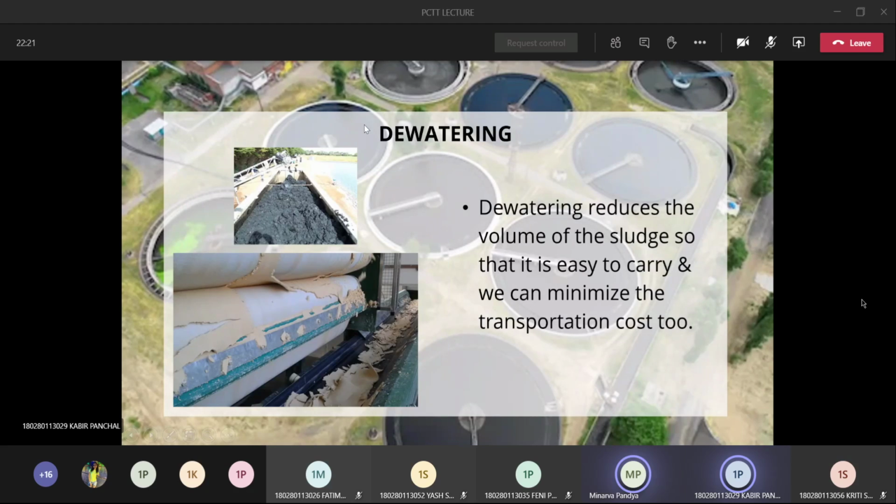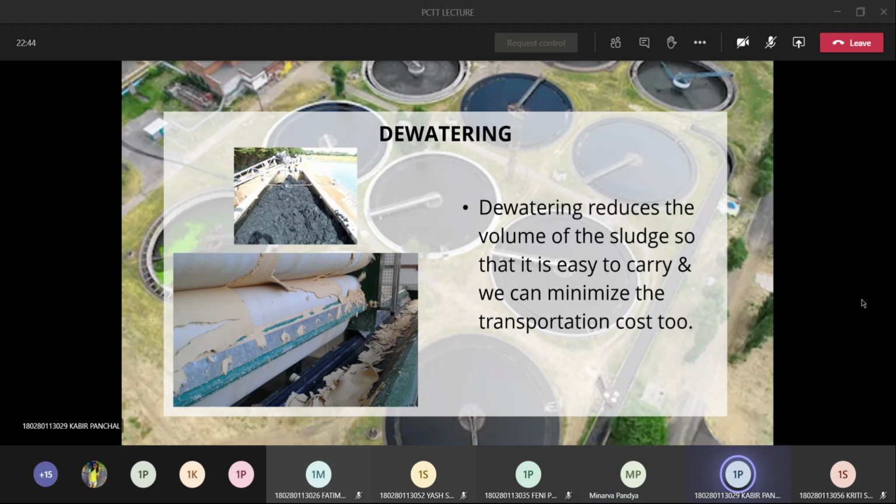Then the last one is dewatering. Dewatering reduces the volume of the sludge so that it is easy to carry and we can minimize the transportation cost too. The word dewatering itself says that the water content or the moisture content from the sludge is taken out, not 100%, but mostly the water content is taken out from the sludge.